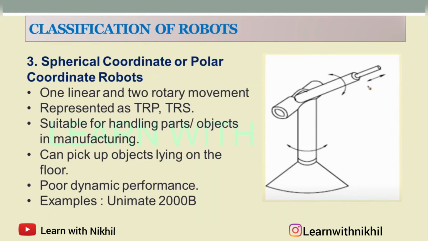Next type of robot is the spherical coordinate or polar coordinate robot. Here you can see again it has a twisting joint. Compared to the previous one, this can move up and down. Here you have a rotary joint, and this is a sliding or linear type of joint which goes back and forth. So compared to the previous one, this can bend down. The previous one had a linear joint here also, so it was just moving back and forth. Here you have a rotary joint, so it can move up and down. So this is better than the previous one.